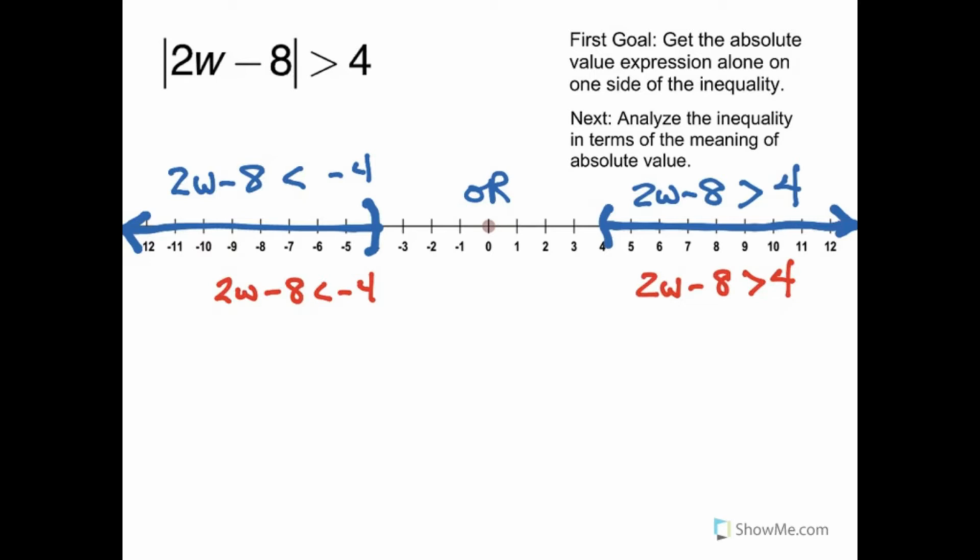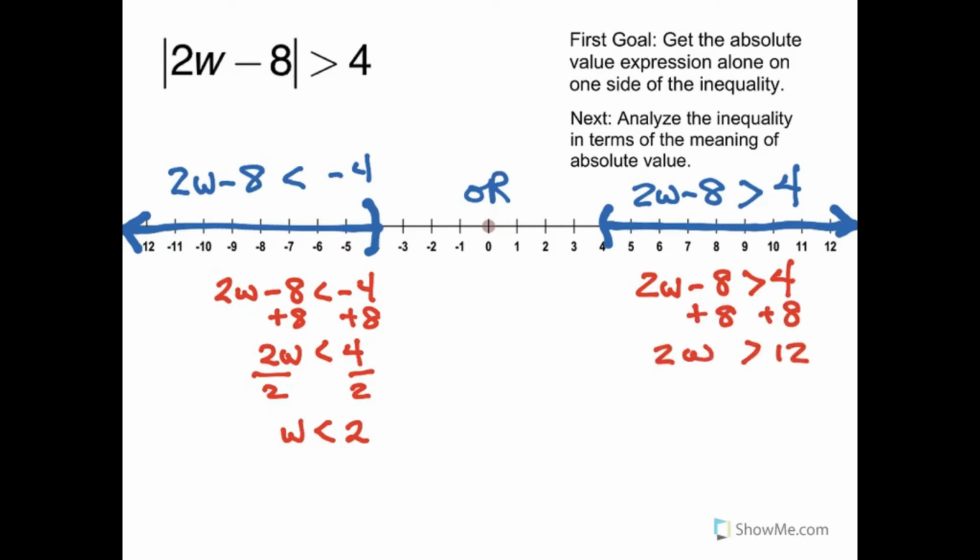2w minus 8 is less than negative 4. We add 8. We get 2w is less than 4. Divide by 2. And w is less than 2. For the other interval, we have 2w minus 8 is greater than 4. We add 8. So 2w is greater than 12. Divide by 2. And w is greater than 6.